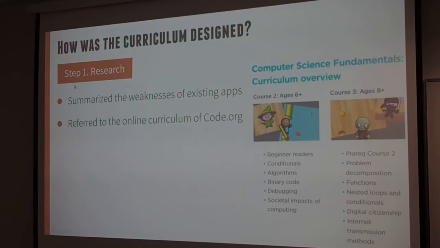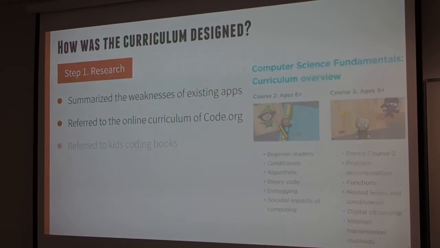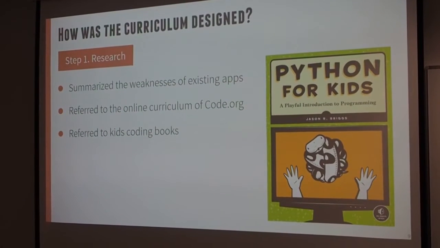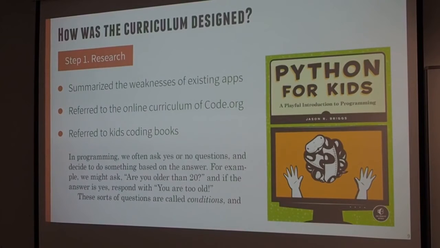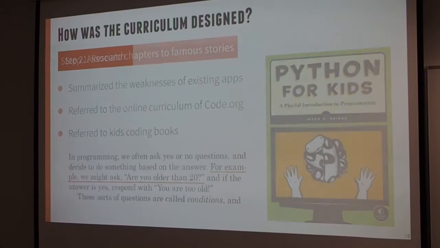Then we started to reference different kinds of materials, including the coding curriculum provided by CodeBook. It helps us to choose the topics which are suitable for children of our target age group. Also, we read some coding books written for children and learned the use of language from them. And we found out that they often try to use real-life examples to explain complicated concepts, and we also incorporate this approach in our own app.